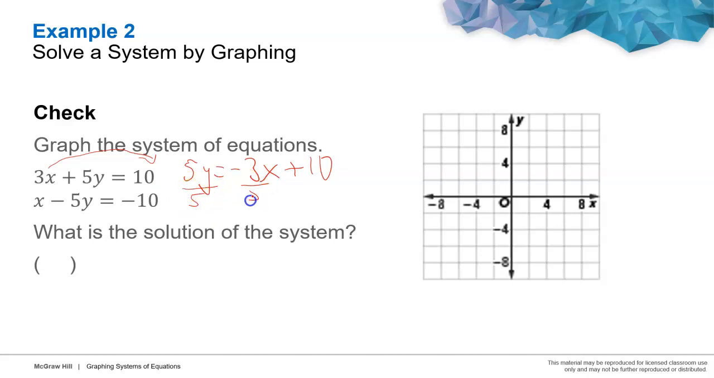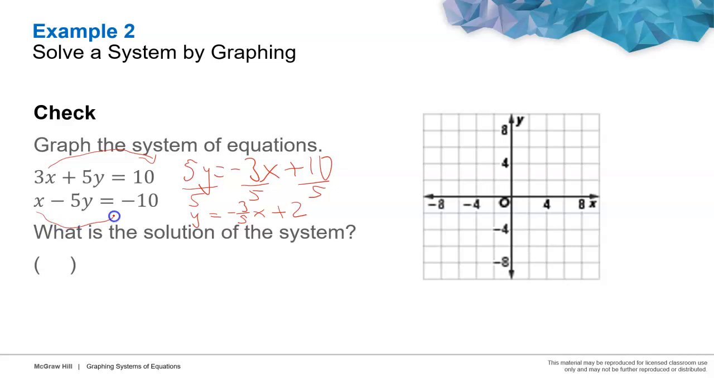Divide by 5. So I end up with y on this side. -3 divided by 5 is not going to work out very well, so I'm just going to leave it as a fraction, -3/5 x. 10 divided by 5 works out pretty good. 10 divided by 5 is going to be 2. So go ahead and put that in your notebook. We rewrote that one. Now I'm going to rewrite the second one.